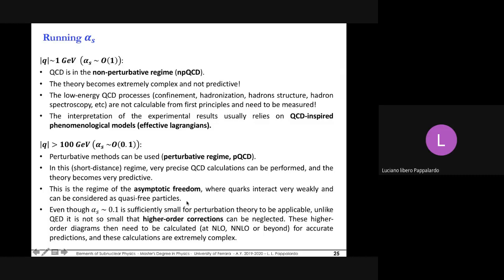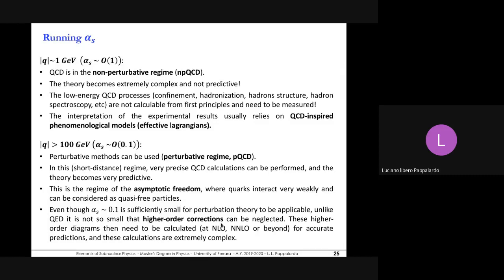Now there is a caveat, however, because although alpha S of 0.1 is sufficiently small to apply perturbative methods, it is not so small. It is not as small as the QED fine structure constant. Okay, and so in this case, although you can still apply perturbation methods, you cannot neglect higher order corrections, as we do in QED, if you remember.